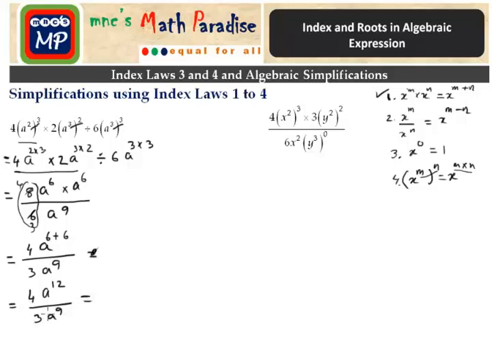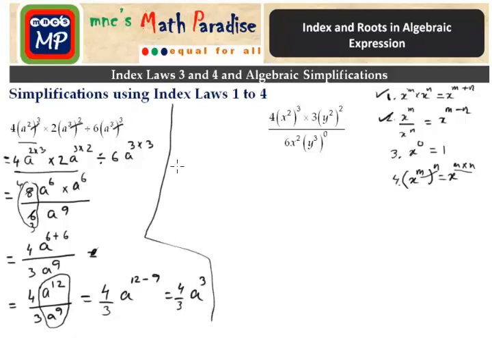Now if we use the division formula, that is index law 2, x^m divided by x^n equals x to the power m minus n, the powers get subtracted. So we got 4 by 3 as the value, it will remain as it is. a to the power 12 divided by a to the 9, so it will be 12 minus 9. So we will get 4 divided by 3 a to the power 3.